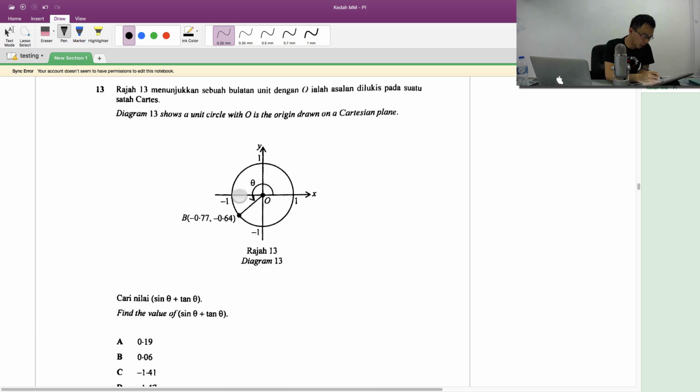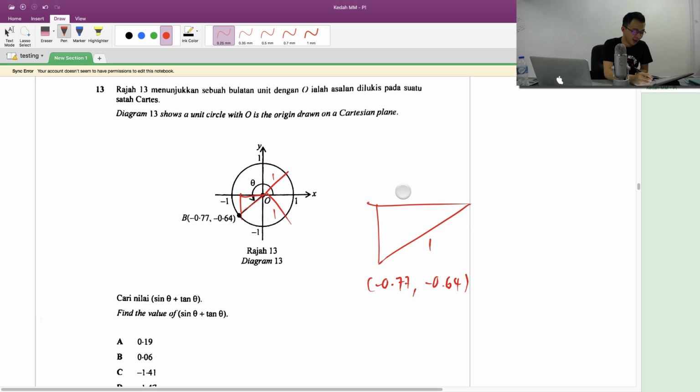What I will do is, I hope you can see a right angle triangle here, so I'm sketching out the right angle triangle. Because of this coordinate, negative 0.77 and negative 0.64, I should be able to know the hypotenuse is 1, because this circle, all the radius is 1. So hypotenuse is 1, very easy. Here is the x value, x is negative 0.77. Here should be the y value, which is negative 0.64. And then the angle should be somewhere here.